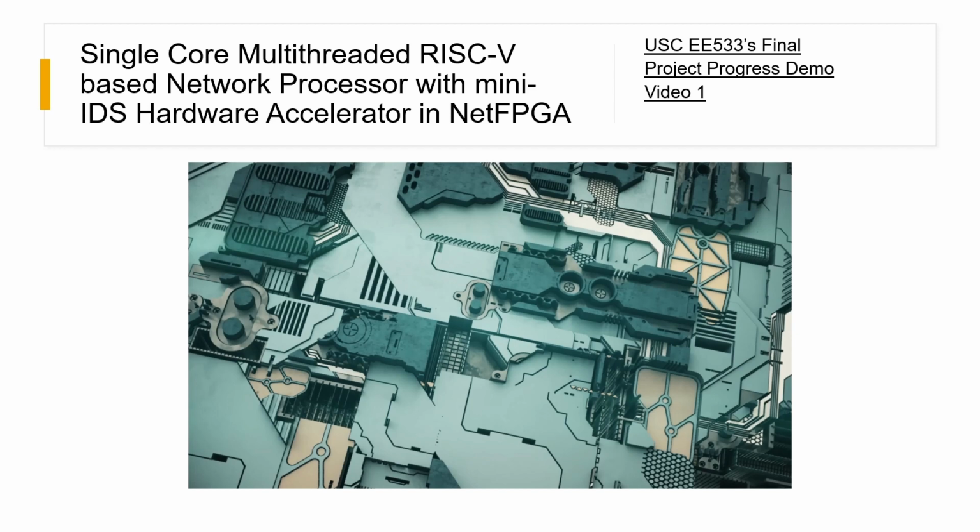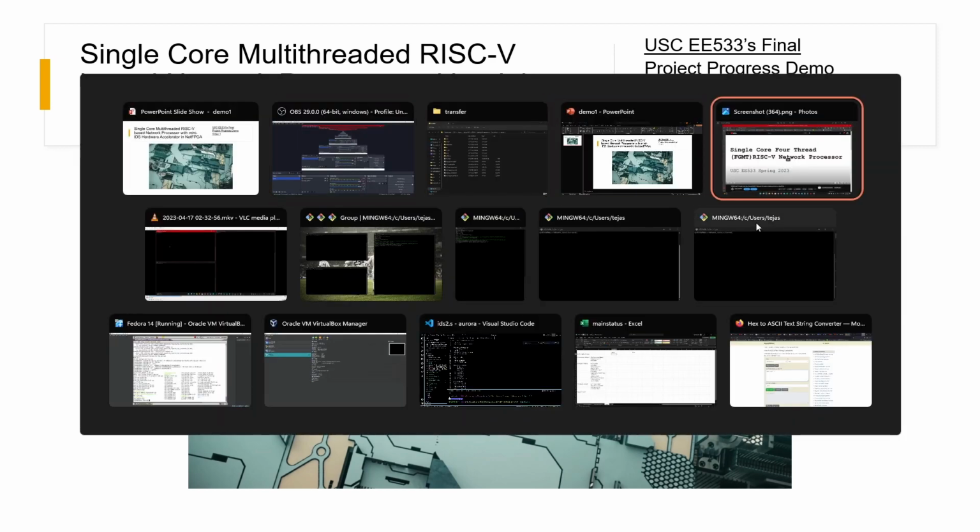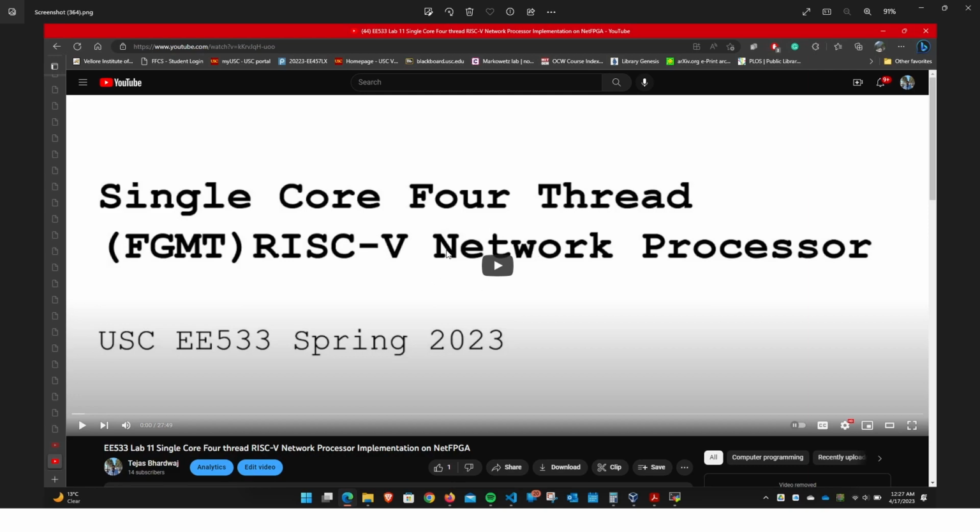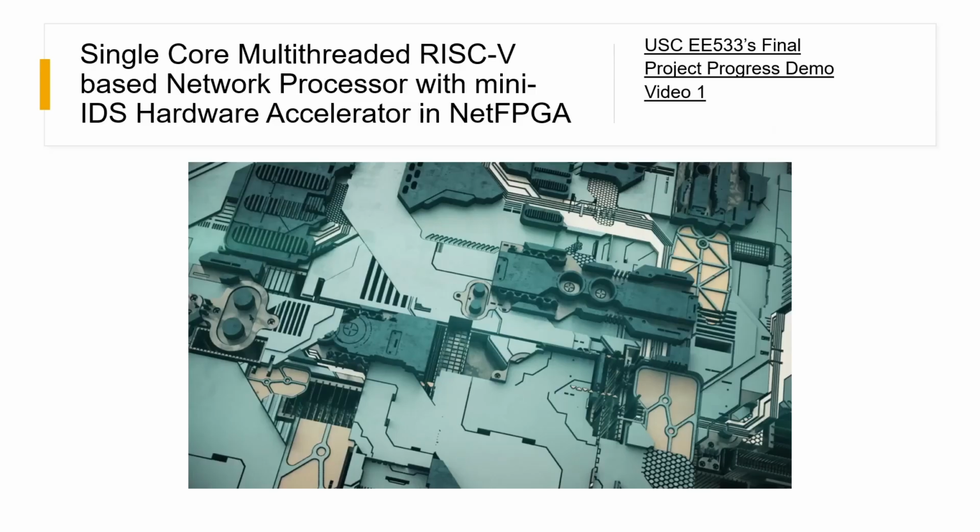The first one is our 4 threads capable of running independent tasks, but we have already demonstrated this in Lab 11's video, and I'll drop a link of that video here. We have already demonstrated that all the 4 threads of our single core processor can run independent tasks. How we demonstrated that was, out of the 4 threads, thread 0 was acting as a parent thread, and threads 1, 2, 3 were child threads.